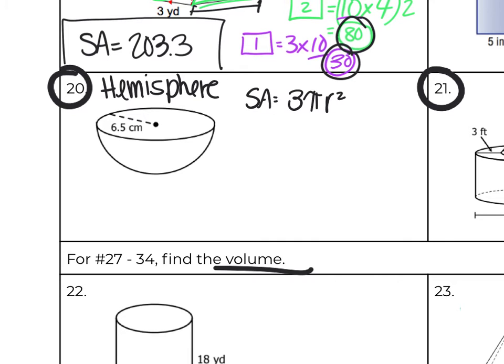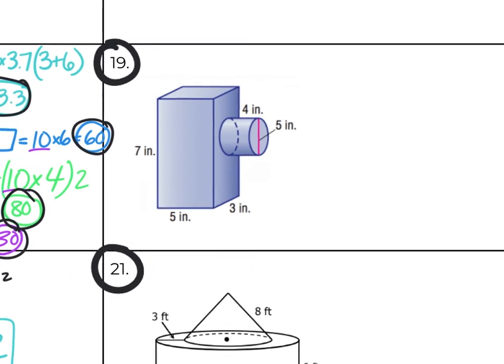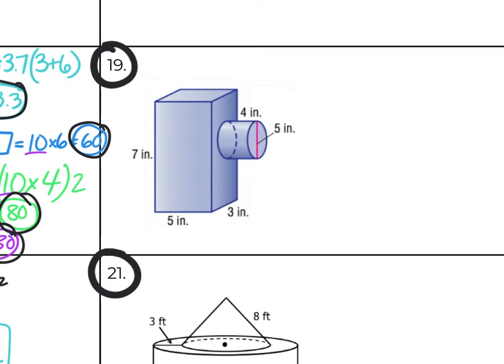So take like 1 minute and just do that. If I did not check yours, you should have 398.2. So that one's pretty straightforward. Okay, let's do 19. It's kind of a tough one.